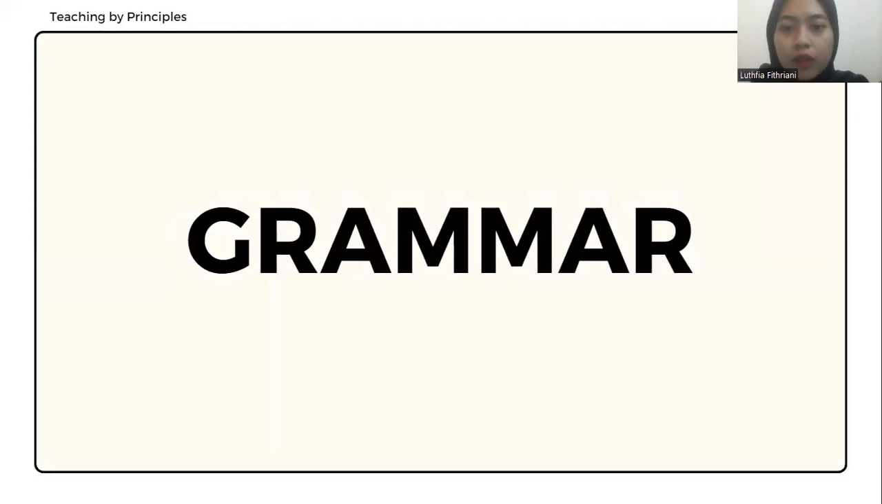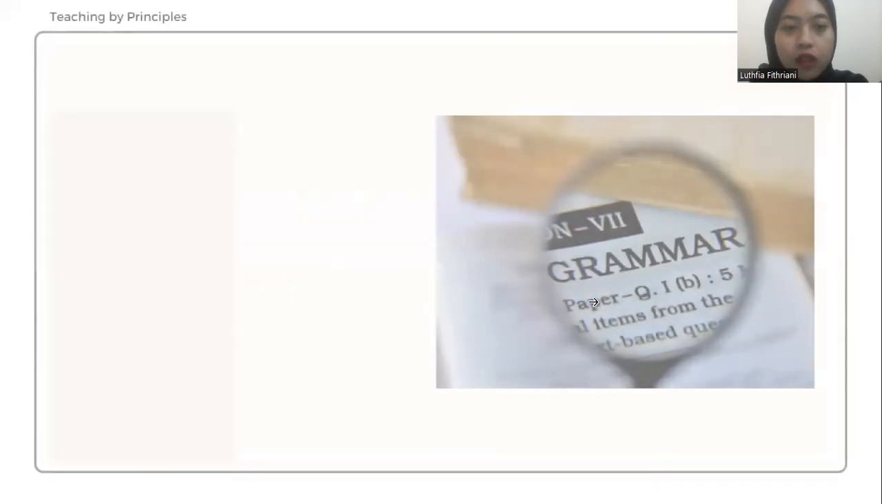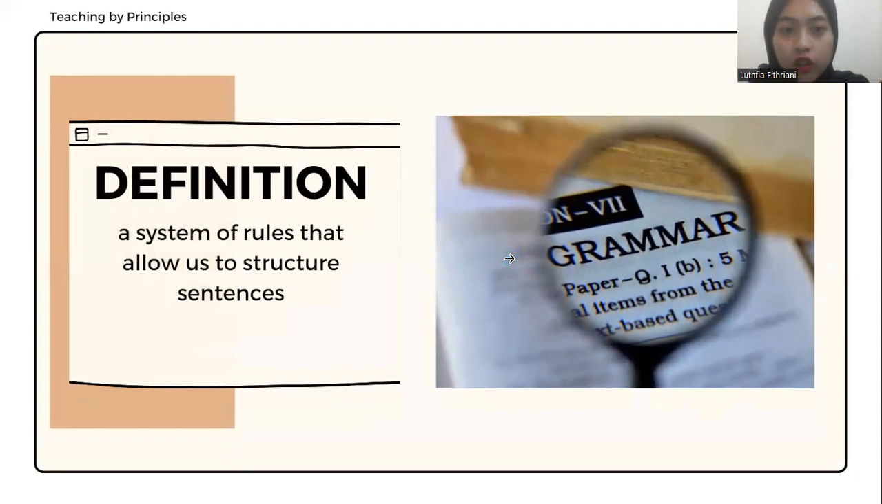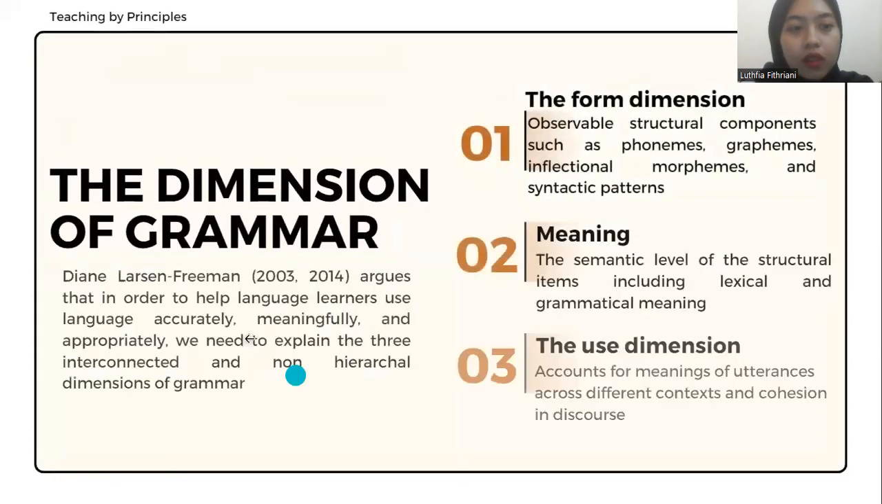Do you know what is grammar? So grammar is a system of rules that allow us to structure sentences. Larsen argues that in order to help language learners use language accurately, meaningfully, and appropriately, we need to explain the three interconnected and non-hierarchical dimensions of grammar. There are three dimensions of grammar.